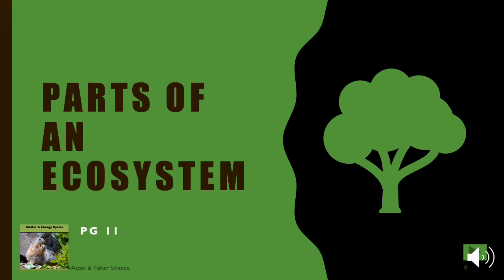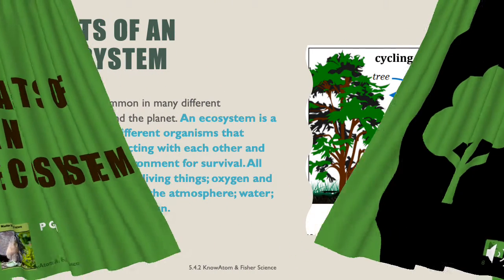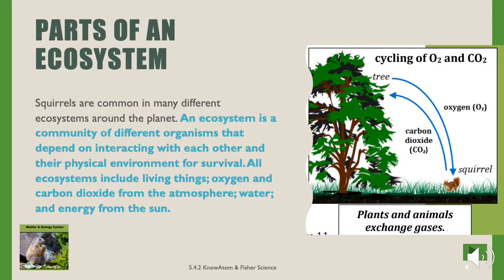Parts of an ecosystem. Squirrels are common in many different ecosystems around the planet. An ecosystem is a community of different organisms that depend on interacting with each other and their physical environment for survival. All ecosystems include living things, oxygen and carbon dioxide from the atmosphere, water, and energy from the sun.